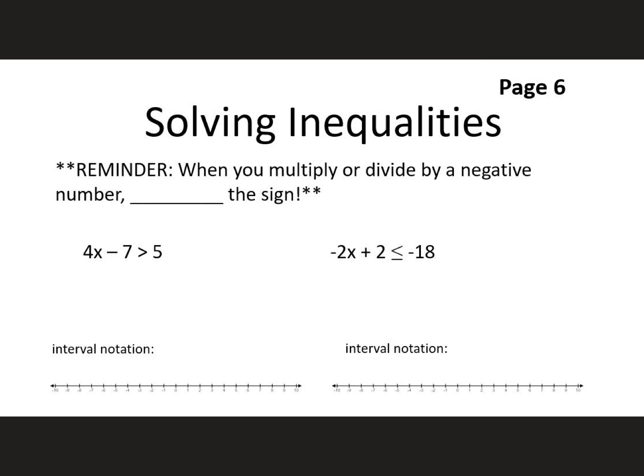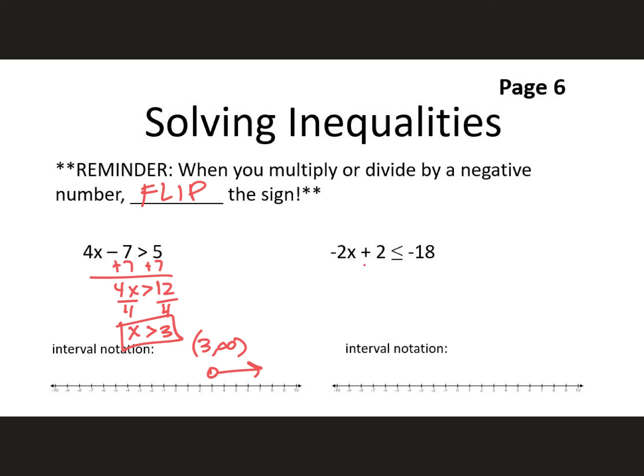All right, so here on page 6, this is just kind of the same thing, just the reminder: when you multiply or divide by a negative number, flip the sign. So here on these examples, we'll add 7. 4x is greater than 12. Divide by 4. X is greater than 3. So here's 3, open circle, arrow points to the right, and that interval would be 3 to infinity with parentheses.